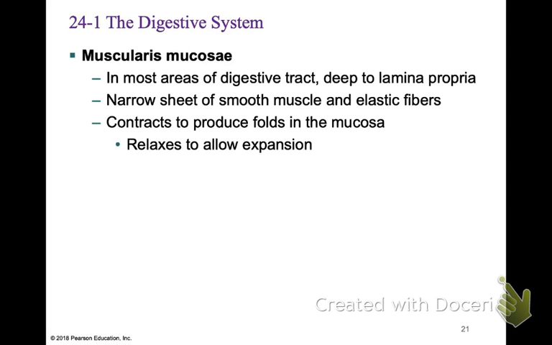The muscularis mucosa is just a thin layer of smooth muscle that is deep to the lamina propria, and it's not the same as the major muscle tissue of the digestive tract. It's just going to contract to produce those folds and relax to allow expansion. So you have longitudinal folds in your esophagus, you have folds in your stomach, you have folds in your small intestine, and that folding is just of that innermost layer, and it's due to this muscularis mucosa.